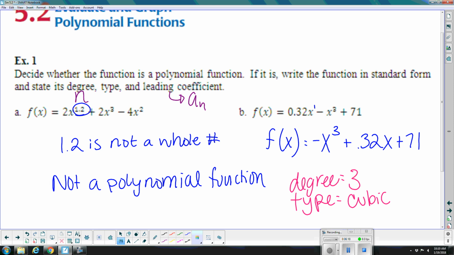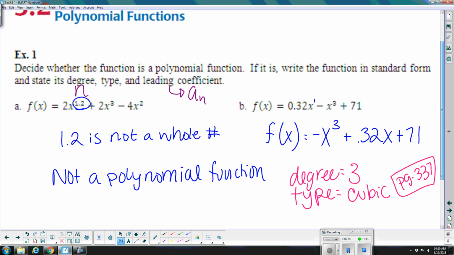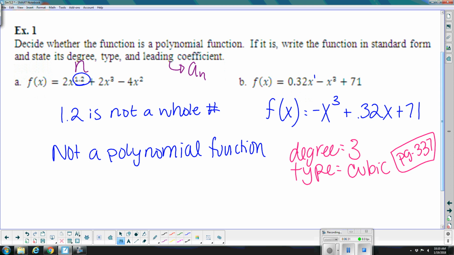For a list of several types of polynomial functions, you can look on page 337. It gives you the names of polynomial functions related to their degree. Okay, and then the last question is, what's the leading coefficient? This is our a sub n, so this is our first coefficient, which is -1.